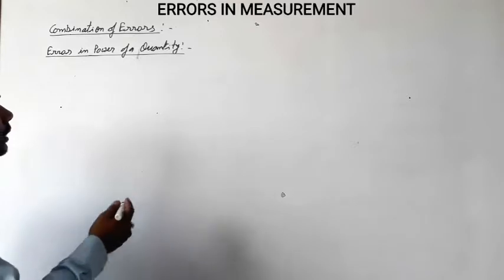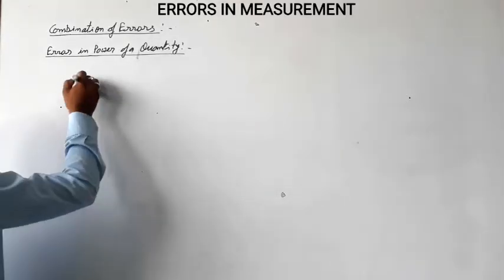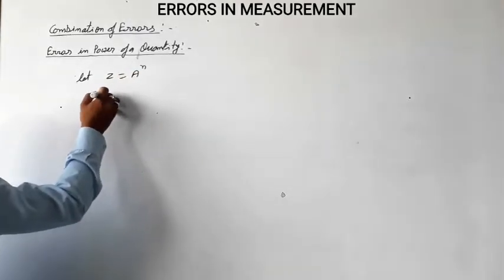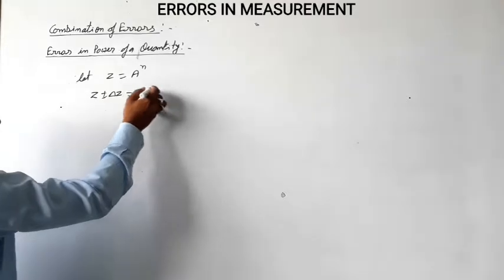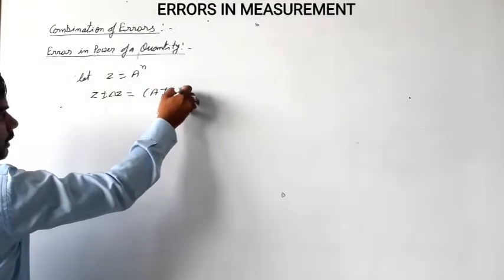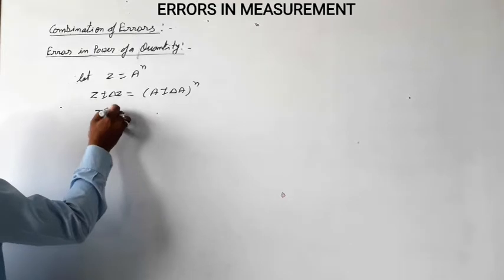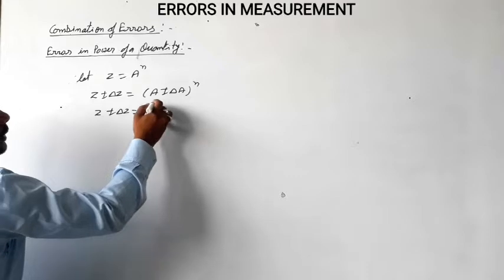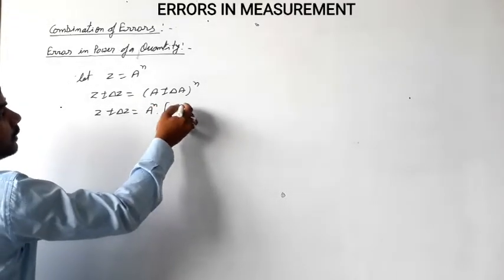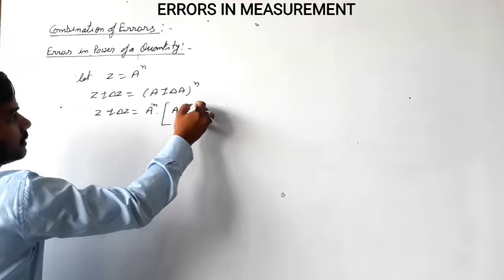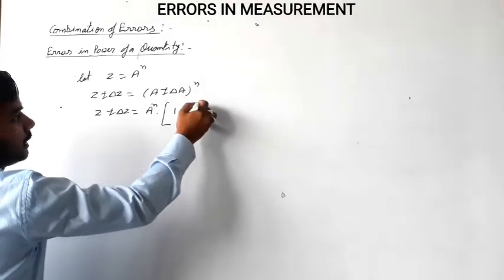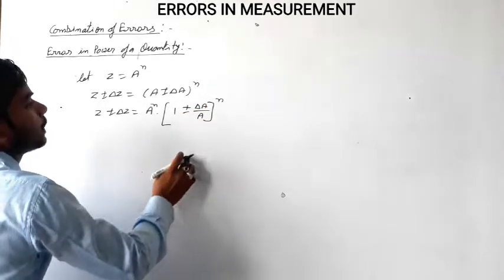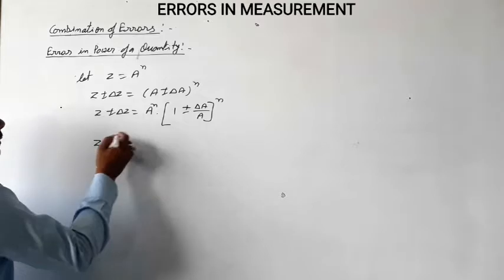Now the next is the error in the power of a quantity. Now we consider z = a^m. So z can be written as z ± Δz = (a ± Δa)^m. Now z ± Δz, we take common a^m, so this will be a^m (1 ± Δa/a)^m.